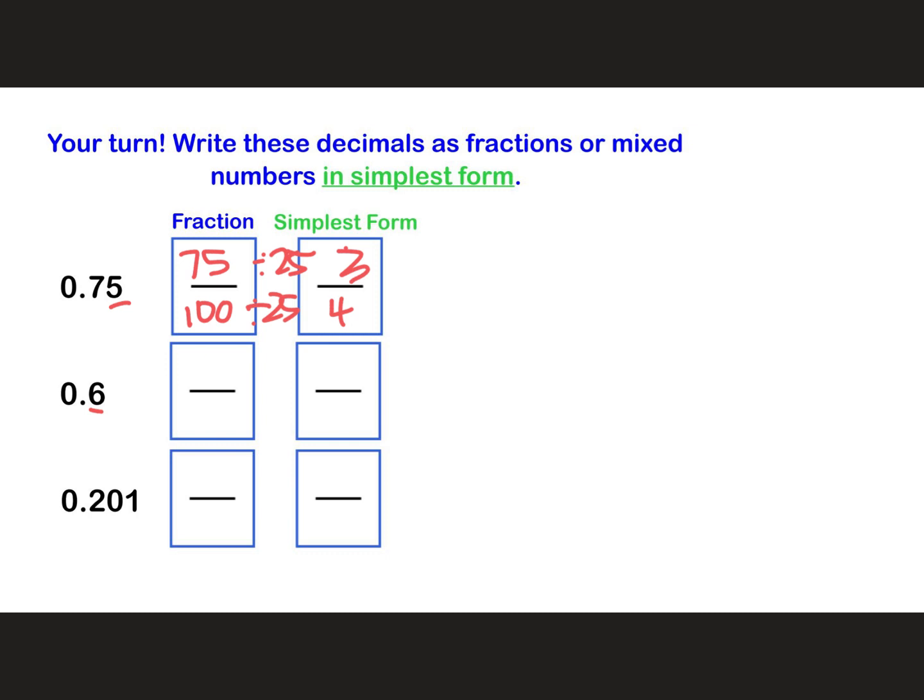Next one, the 6 is my numerator. It ends in the tenths place, so 10 is the denominator, and that can be simplified by dividing it by 2. 6 divided by 2 is 3. 10 divided by 2 is 5. 3/5. And then the last one, 201 would be my numerator. Tenths, hundredths, thousandths, 1,000 would be my denominator. So now if I think about this, I don't think that there's anything that they both can be divided by. So then that's already in simplest form.